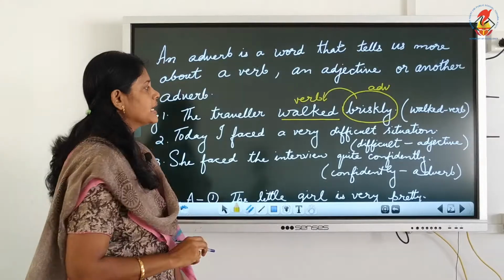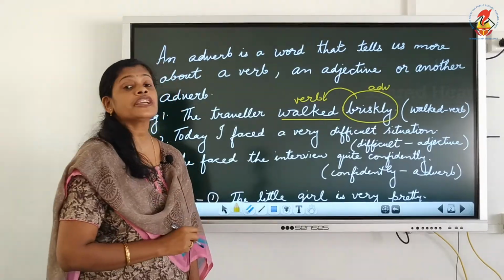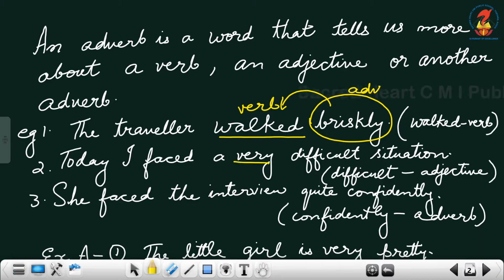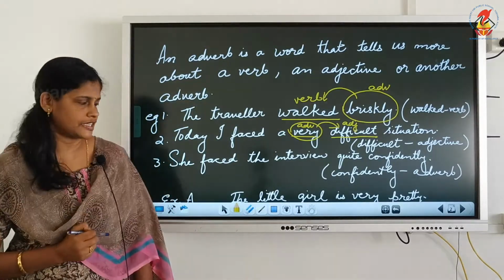Is it clear? The second example is, today I faced a very difficult situation. The words are very and difficult. The word difficult is an adjective. How difficult? Very difficult. So this is the adverb. This word is adding meaning to this word difficult. So very is the adverb and difficult is the adjective.